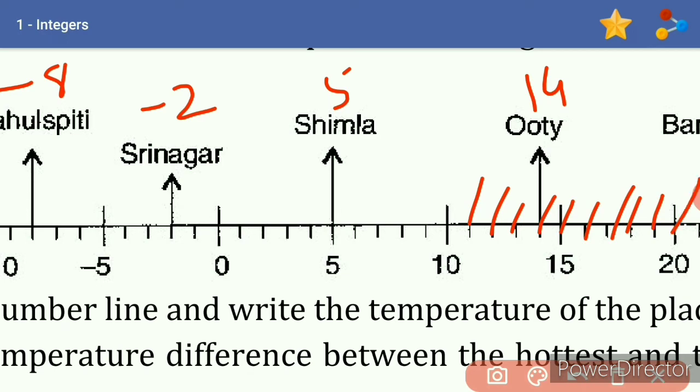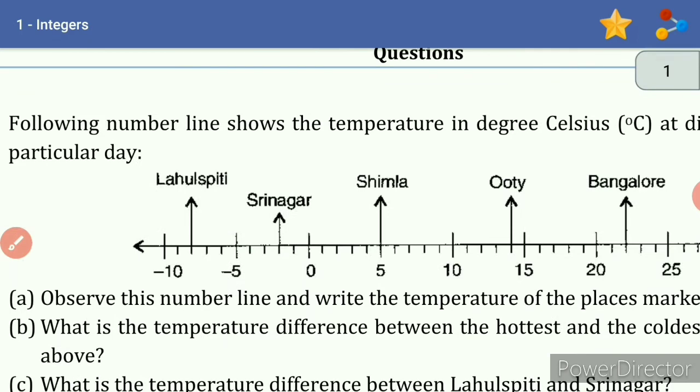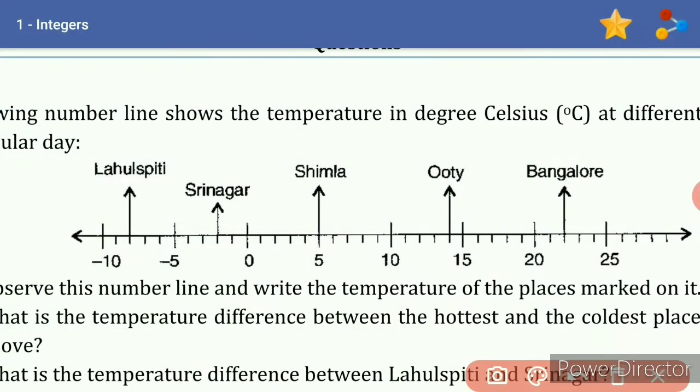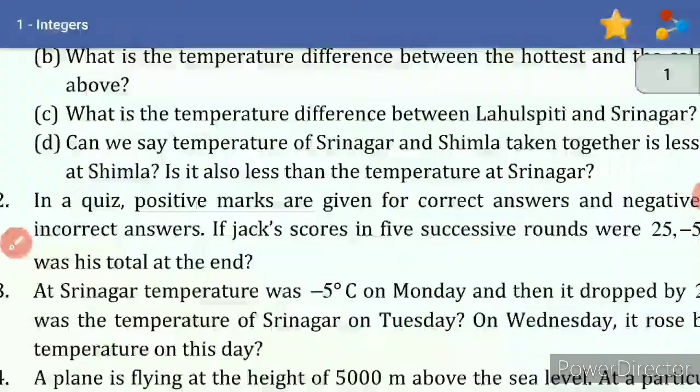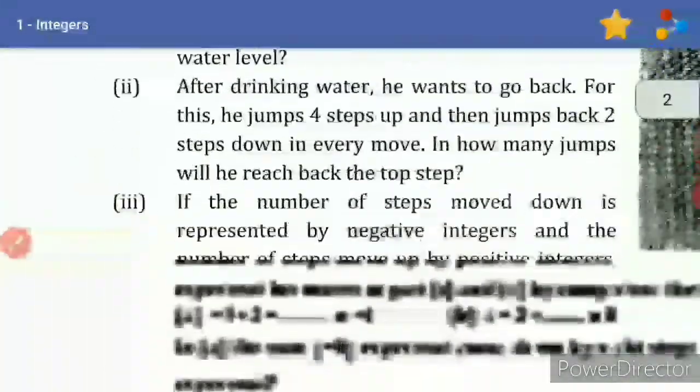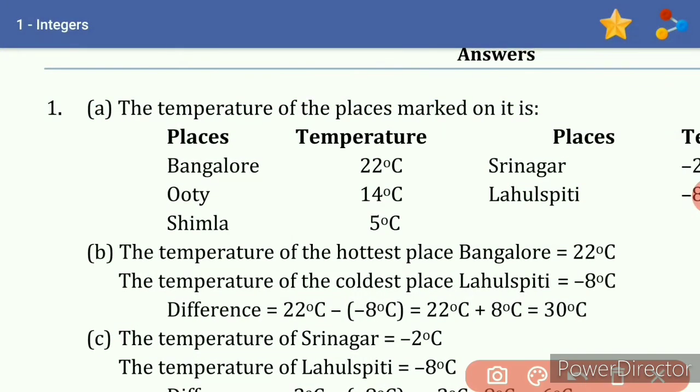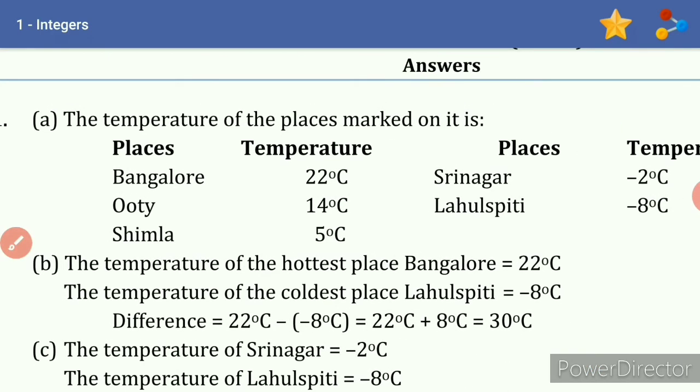And 15, 16, 17, 18, 19, 20. Again, the temperature of Bangalore is 21, 22. Okay, so you can write the temperatures of the given cities by using the number line, which is very simple. The answer is given here: places and their temperatures. Bangalore 22 degrees Celsius, Ooty 14 degrees, Shimla 5 degrees Celsius, Srinagar minus 2 degrees, and Lahul Spiti minus 8 degrees Celsius.